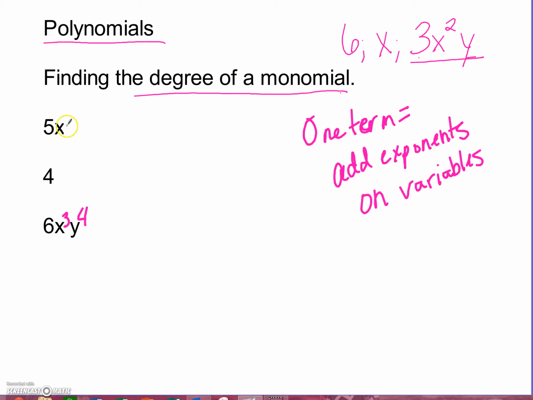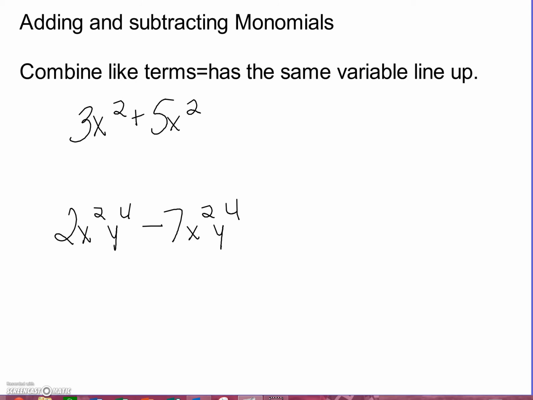Like 5x, there's not a 1 there, but notice there's always a 1 there. So my degree here is 1. Okay, 4 doesn't have a variable, so it would be like x to the 0. So my degree there is 0. It has to be on the variables. So here, just don't look at your coefficients. Then you got 3 and 4, so you add them together, giving you 7. So when it's a monomial, which means one big multiplication problem, you add the exponents on the variables. Okay? All right, let's go a little harder.